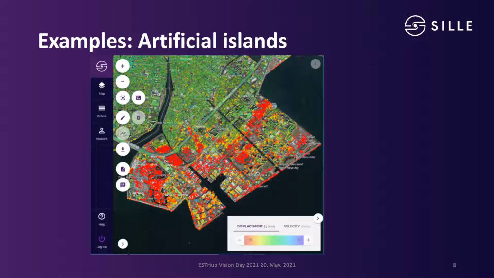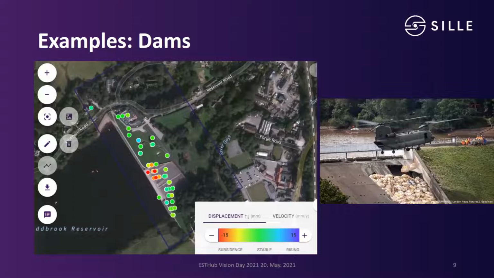For example, in Japan, there is not much good land. They are making artificial islands, and artificial islands usually sink quite a lot. Looking back at the data is good for after a catastrophe.